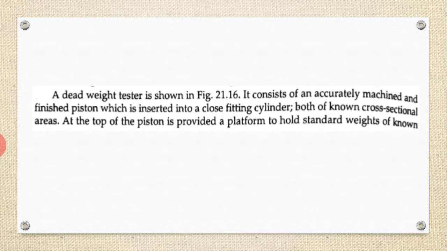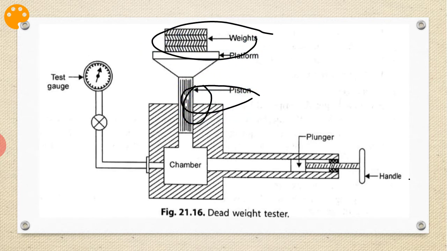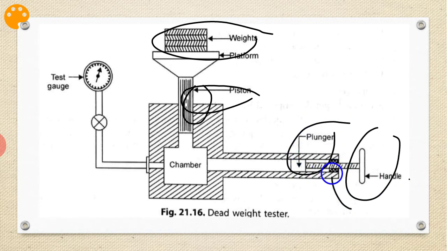Next one is the deadweight tester. This is the figure. A deadweight tester consists of an accurately machined and finished piston. Here this is the piston, this is the weight, this is a handle, and this is the plunger. When rotating this, the pressure is created, and this is the chamber where clean oil is completely filled.